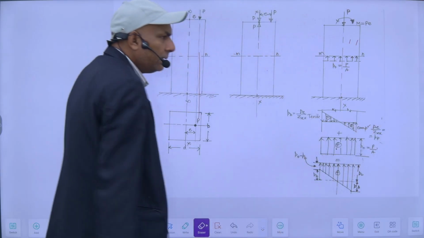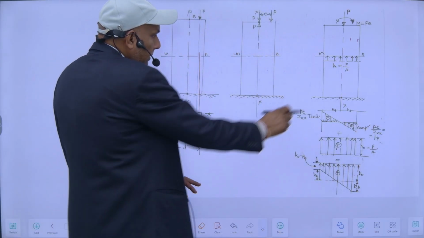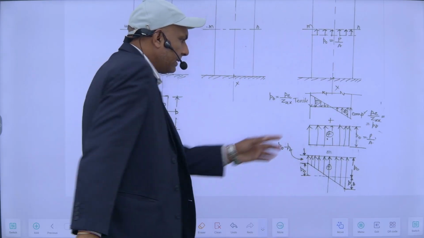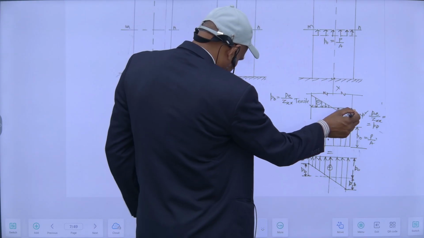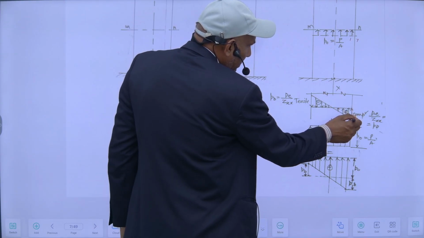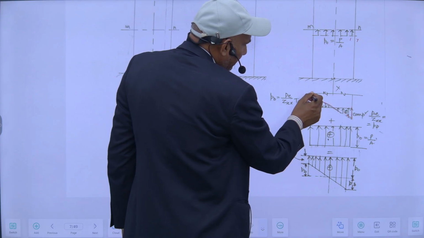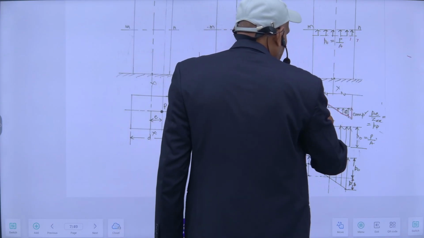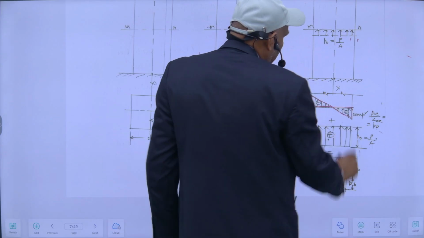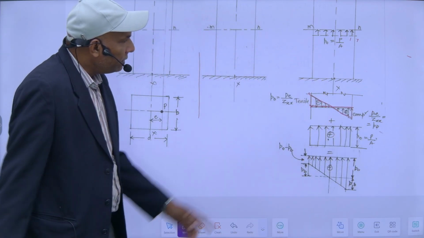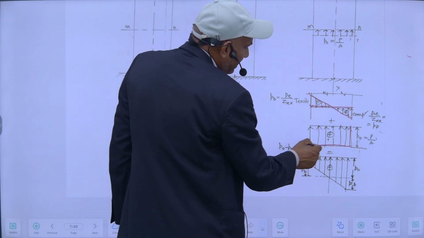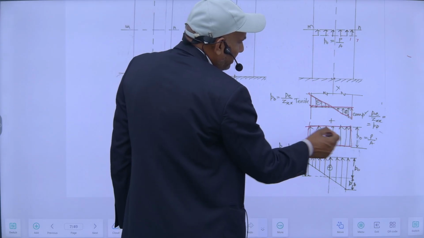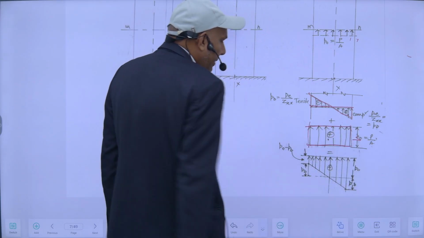So this will be my stress diagram here because of this moment. It will be compressive here and tensile here. So along this line, if I draw this diagram, it will be like this. And because of this direct load, my stress diagram will be like this. It will be throughout compressive, and that is equal to P upon A.